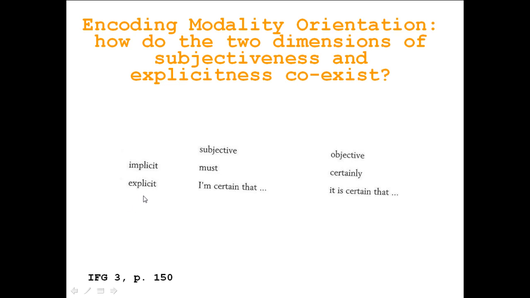Concerning explicitness, this is quite easy to identify, because wherever explicitness is involved in modals, you have expressions like these: I am certain, or he is certain, or you are certain, if it's subjective. So if it's directly attributed to a subject. Instead, it is certain, it is likely, it is probable, and so on, when the explicit modality is objective, because it's presented as an objective fact.